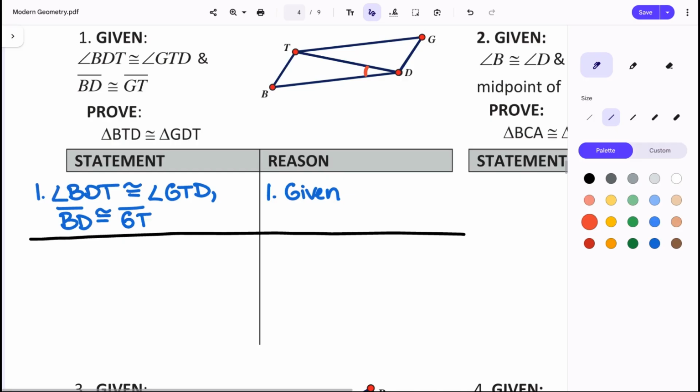So that's BDT. Where's GTD? Where's that one at? Do you guys see it, Keegan? The upper left corner. Upper left corner. So that also needs to get an arc. You have to mark those the same because we're told that they're congruent. Okay? What else in the given should we mark?